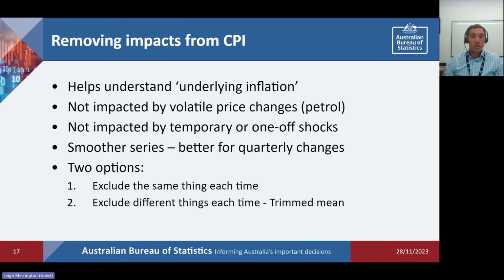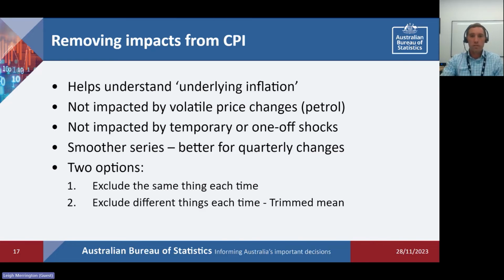It does produce a smoother series, which can be helpful for policymakers and economists in understanding the pace or nature of inflation, and does complement the CPI. There are two ways we do this. We can exclude the same thing each time, which is done by many countries. In the US they have the CPI excluding food and energy, every month or quarter. The ABS does that as well. But we also have a measure called the trim mean and weighted median, where we exclude different things every quarter, and I'll talk about that shortly.